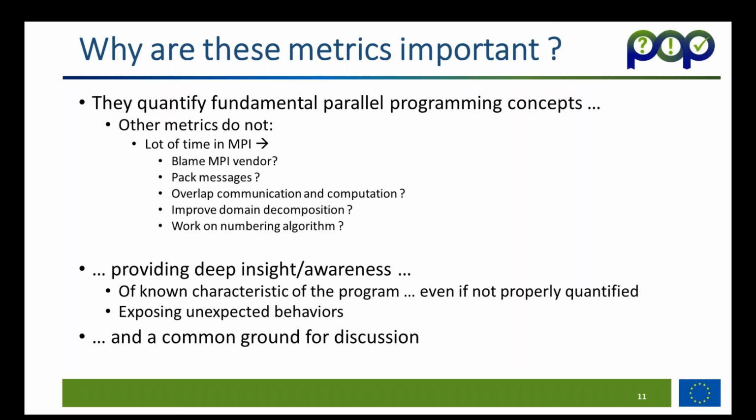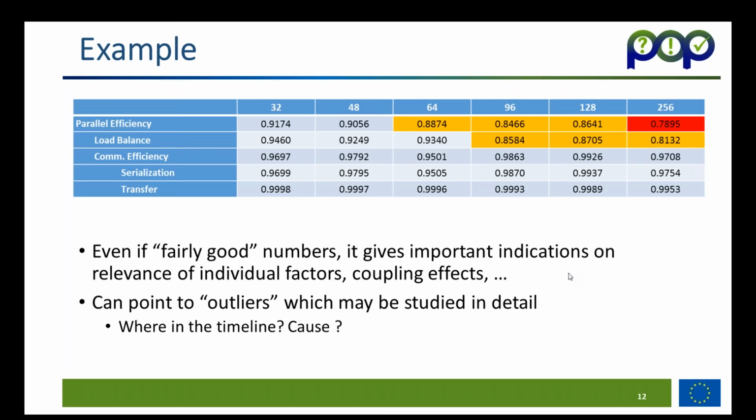In the POP project, we try to help users understand the internal, fundamental behavior of their applications. We do so by providing tables for different core counts, for example, for their applications, where we report the different efficiencies that we have been mentioning, and where you can identify the actual values obtained by your application on different core counts.